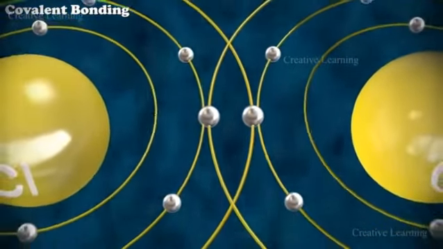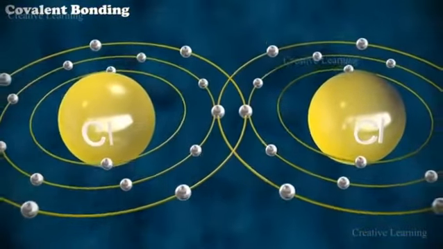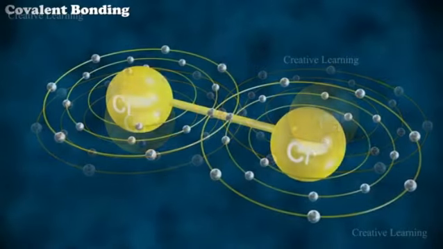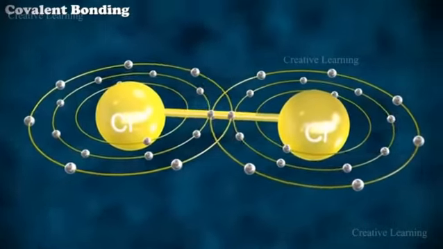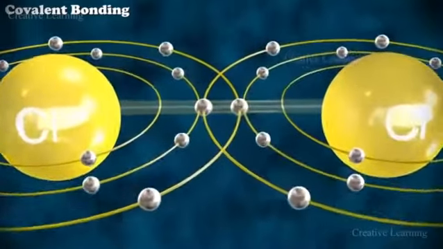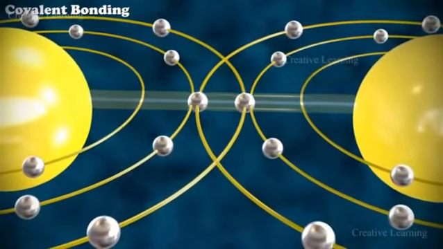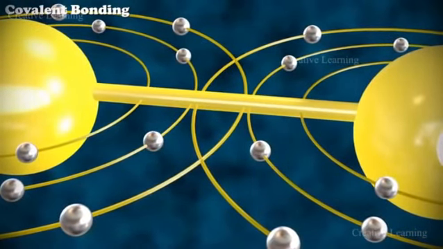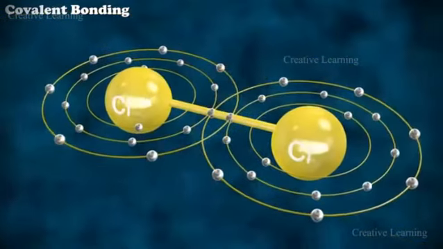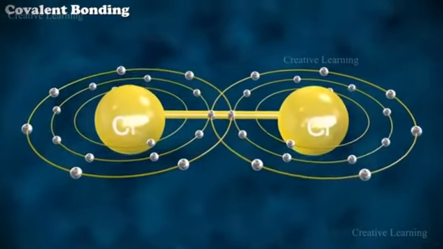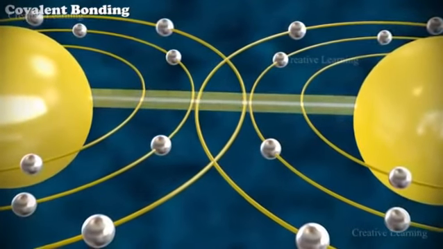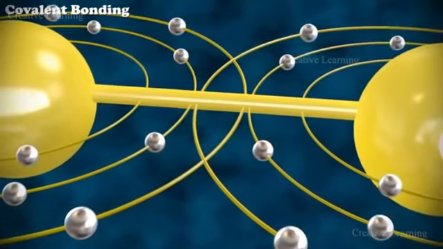In the process, both chlorine atoms attain the outer shell octet of the nearest noble gas, that is argon. The dots represent electrons. Such structures are referred to as Lewis dot structures. Thus, the chlorine atoms are joined by a single covalent bond. A single covalent bond is formed when one pair of electrons is shared between two atoms. It is depicted by a single line between the two atoms.